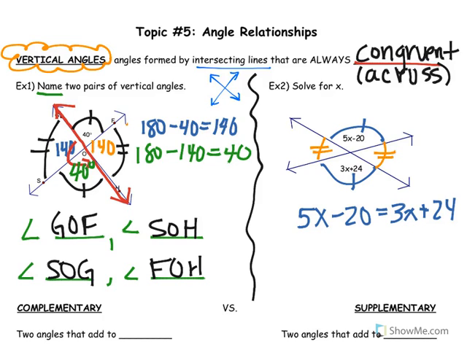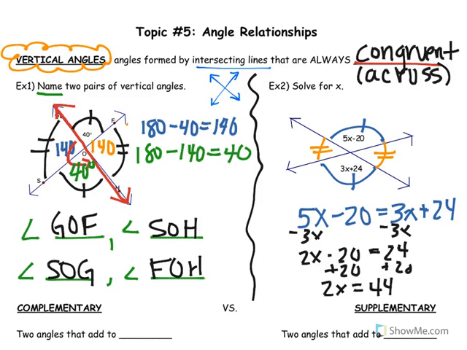Okay, at this point we should be all okay with solving. I'm going to subtract 3x from both sides, get 2x minus 20 equals 24, add the 20 to both sides, and I'm going to get 2x equals 44, divide by 2, and x is going to be 22. And there's my answer. Okay?